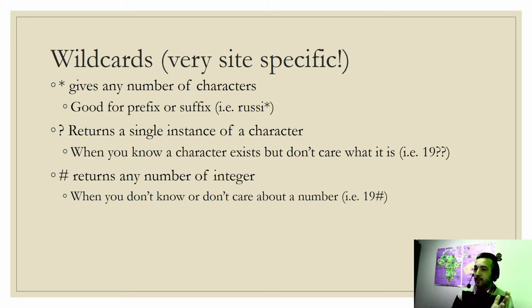so 19 question mark is going to give me a date that starts with 19, but also it'll give me like 19AB or 19XY, or basically 19 and two characters, right? So the next one is the hashtag or the pound symbol, and that one is going to return any integer. So if I wrote 19 hashtag, then that would give me a lot of the same results as what I have with question marks, but it would also give me 19,276. So it's any integer after that.